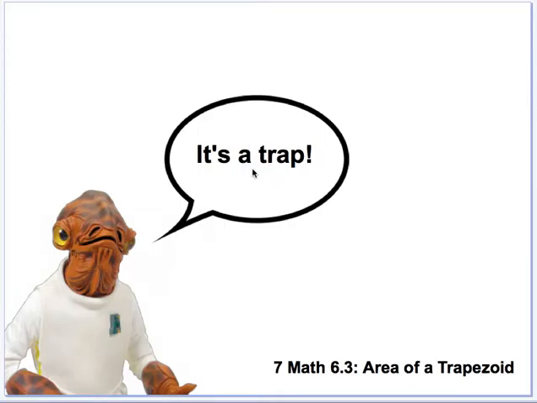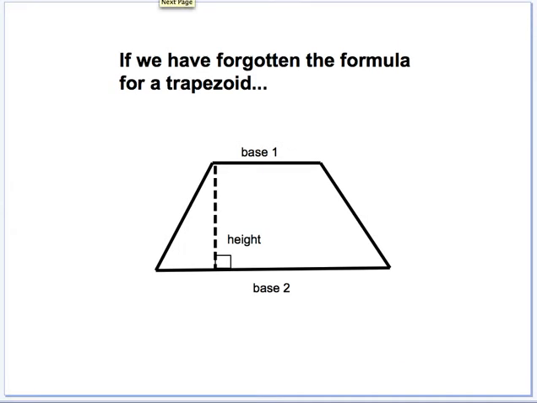This lesson is less of a preemptive strike and more of a review. Here's good old Admiral Akbar to start us off. It's a trap. This is the area of a trapezoid. So when you see a trapezoid and you've completely forgotten, your mind's blank, you've got a test and it says find the area of the following trapezoid, and you have no idea what to do.